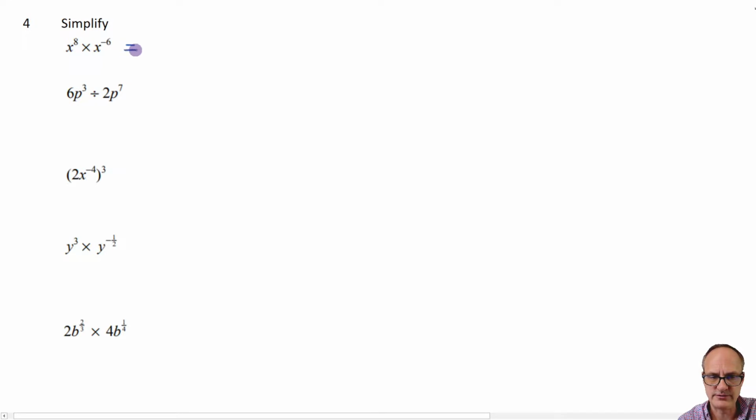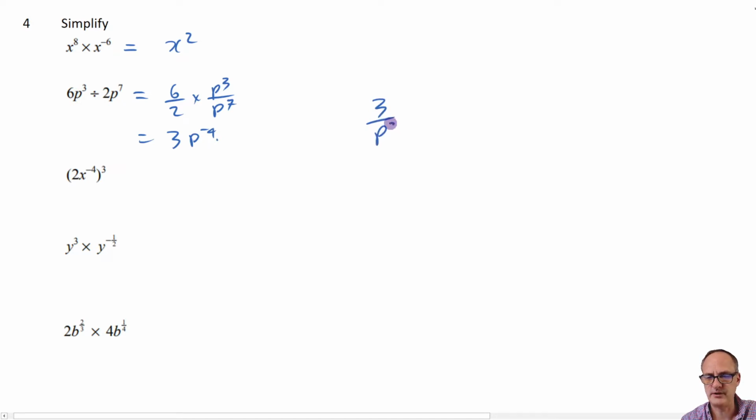So anyway, without further ado, here's the first one. We're going to add the indices of this. So that's going to be 8 plus minus 6, which is going to give us x squared. Here we do the 6 divided by 2, and we do the p cubed divided by p to the 7. And 6 divided by 2 is 3. Subtract the indices, we're going to get p to the minus 4. Alternatively, you could have it written as 3 over p to the 4 if you don't like the minus sign. Either of these answers will be perfectly okay.